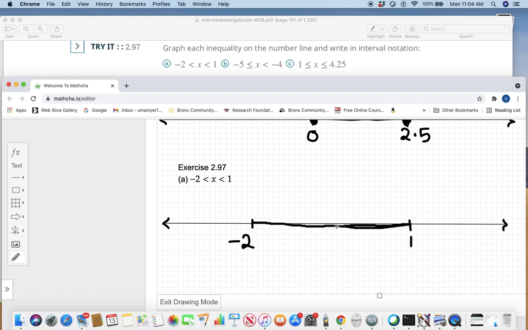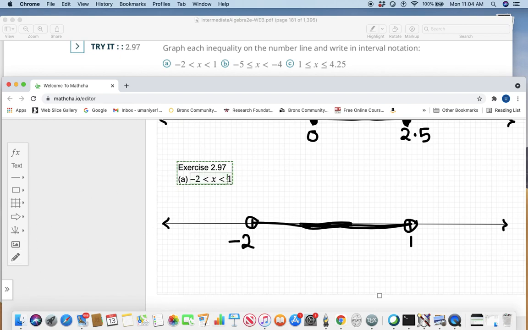Okay. Now, what happens at -2? Is -2 included? No. So it is an open point. Is 1 included? No. It is also an open point. Okay. So that's the graph.